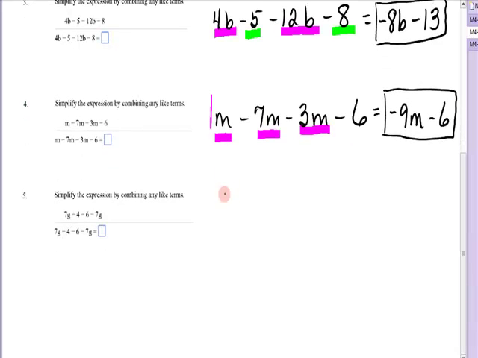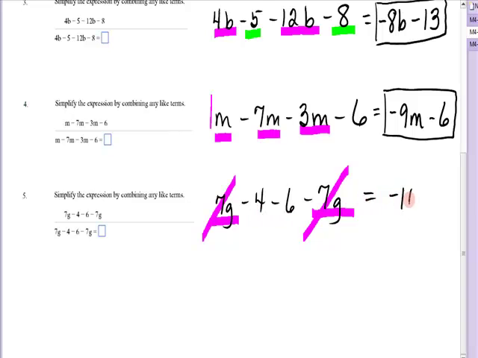Finally, number 5, I have 7g minus 4 minus 6 minus 7g. Well, the variable terms are both g's. These are like terms, but those are opposites. From our previous language, those are additive inverses, and those combine to be 0. I have 0g, but I don't have to write that because it is 0. I have a negative 4 and a negative 6 combined together to be negative 10.